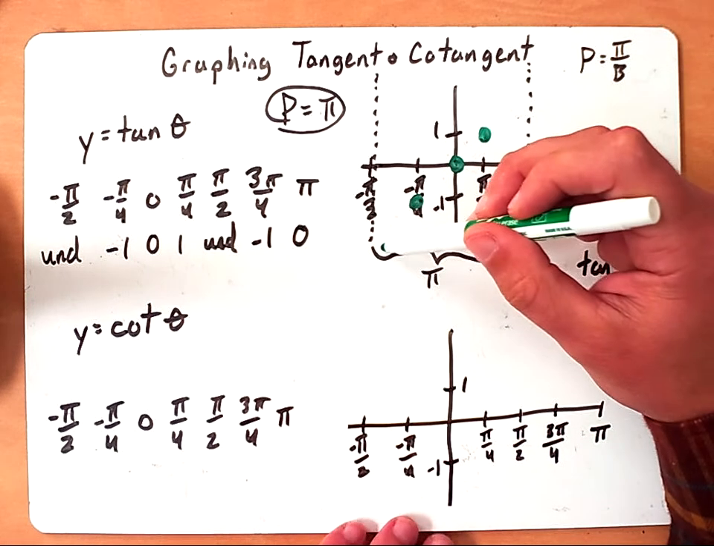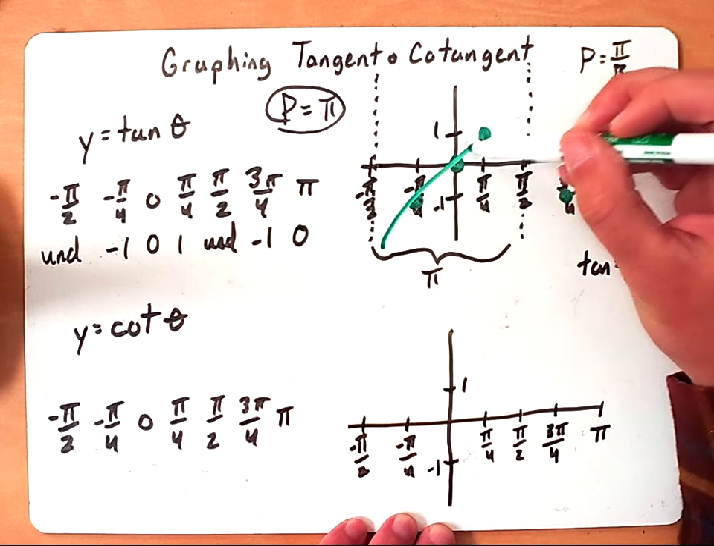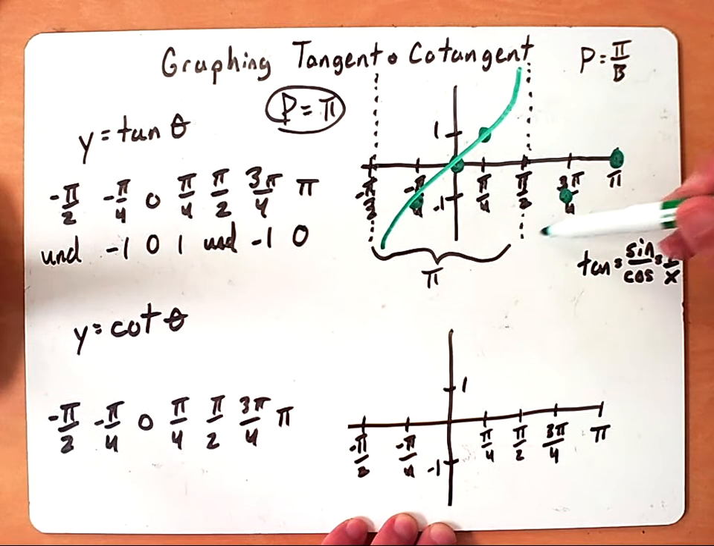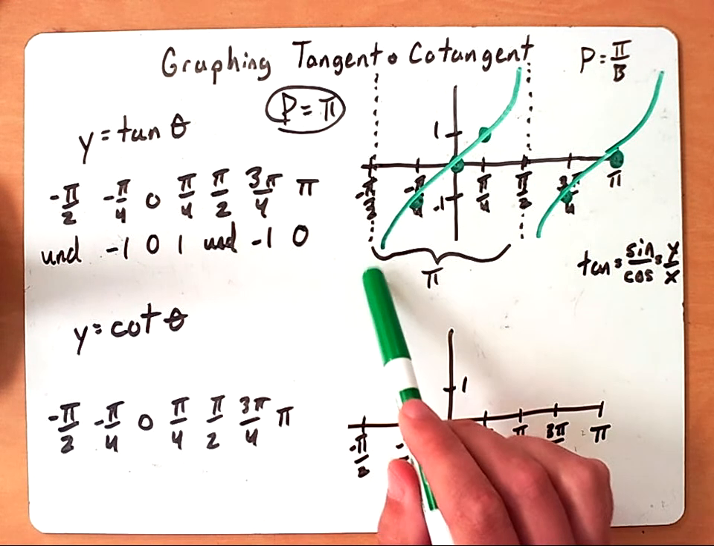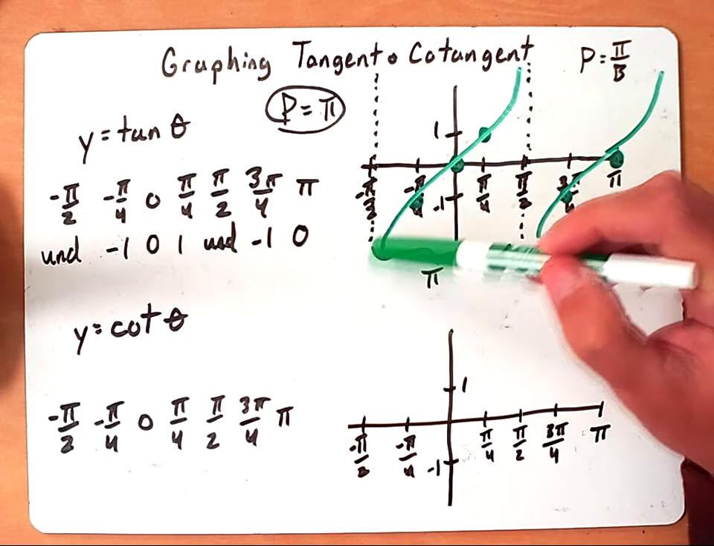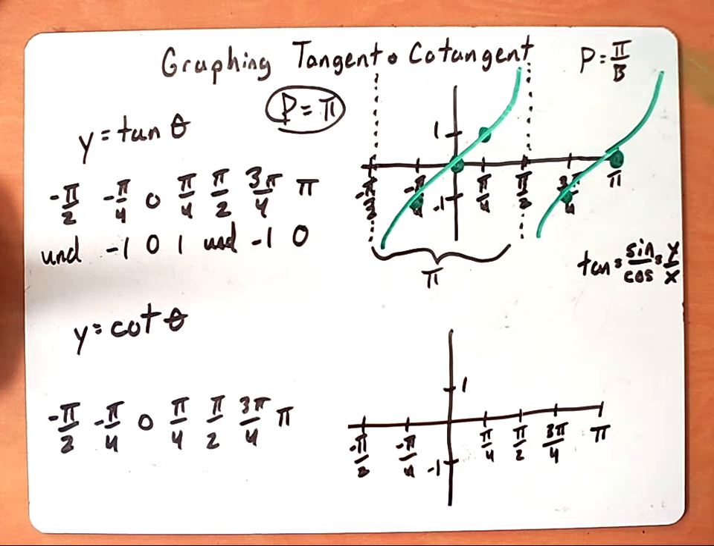So what our tangent graph will look like is kind of this curving line. Go off the graph here. It starts at the bottom left-hand side of the graph and moves up through the top right-hand side of the graph. Okay, so a little bit different from sine and cosine. It's not a continuous graph, kind of more like secant and cosecant, where it's going to be broken up by the asymptotes. And so this is what your tangent graph will look like.